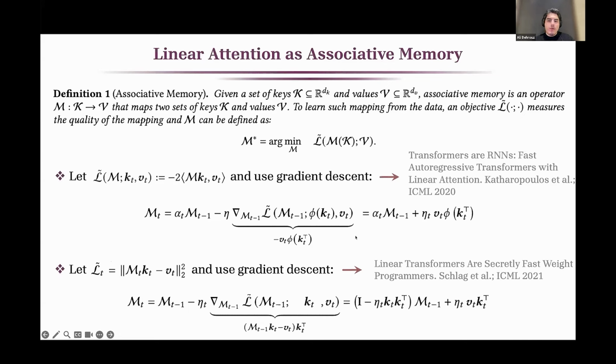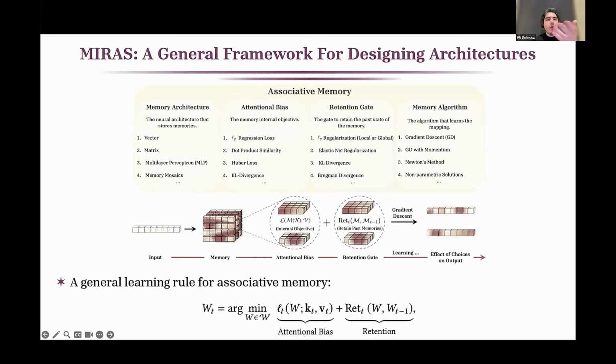In both these cases, we assume that the architecture of the memories is a simple linear function or matrix. And also we can see that with the simple choice of optimization process, which is just simple gradient descent, we can come up with linear attention or this delta rule. And now, when we were thinking about all this equivalence, we see that there's a simple pattern here. We can design an architecture or generally a causal sequence model based on the concept of associative memory.